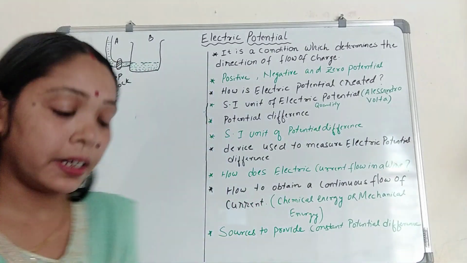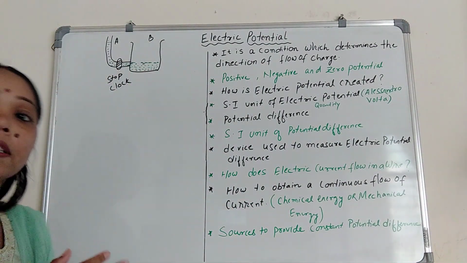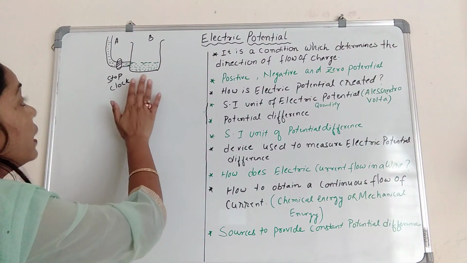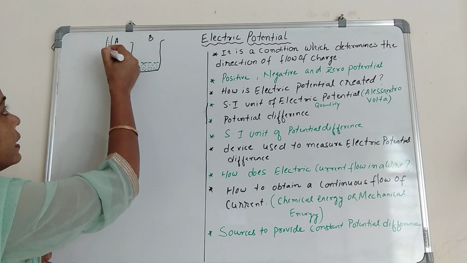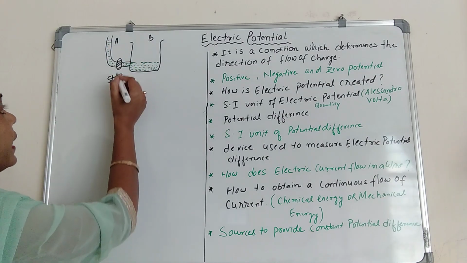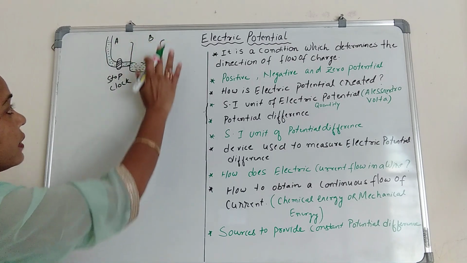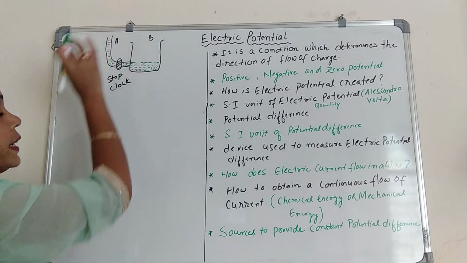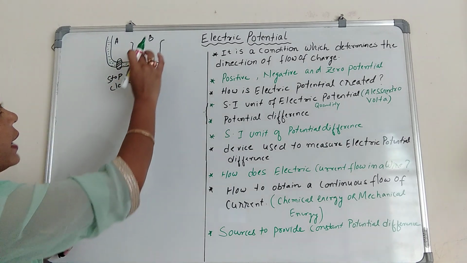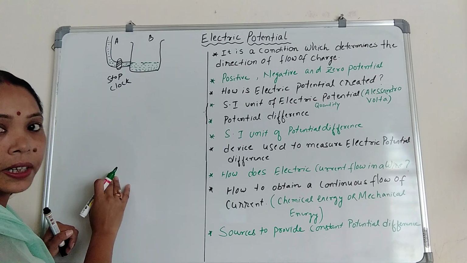Flow of charge can be understood with the help of this example. Here we have used a vessel V and the tube A. Both are connected with a stop cock. If you see in the figure, water level at A is at higher potential and water level at B is at lower potential.